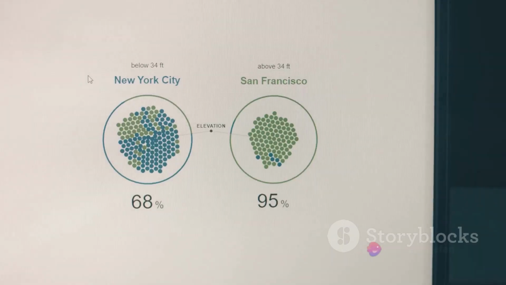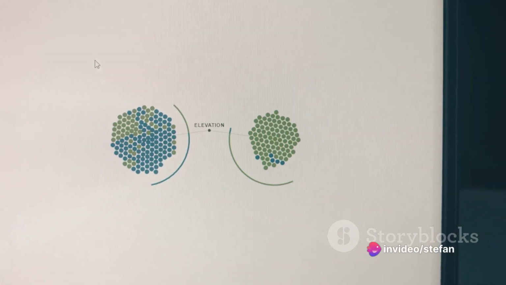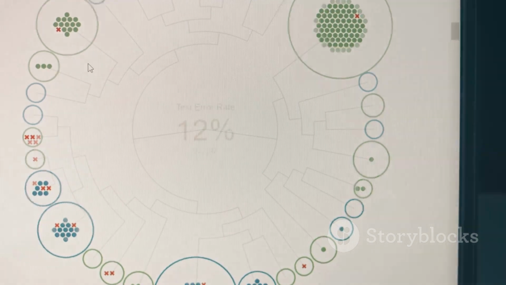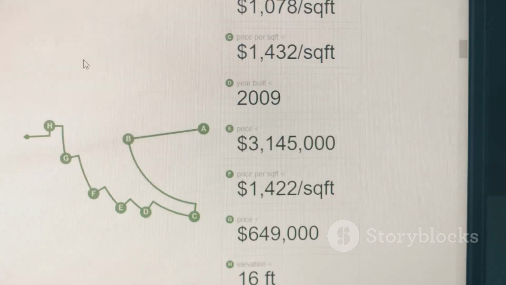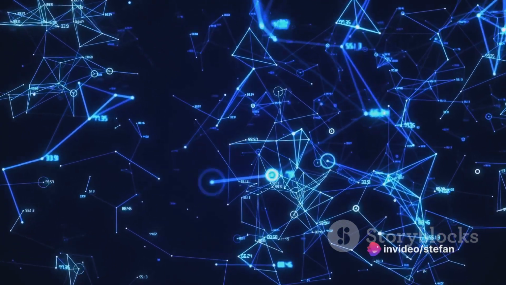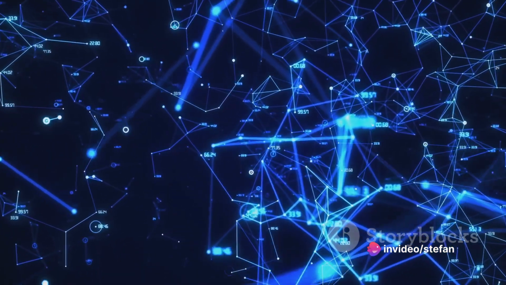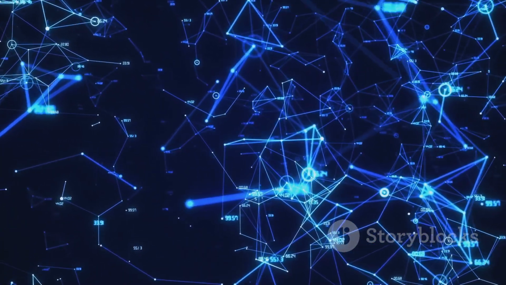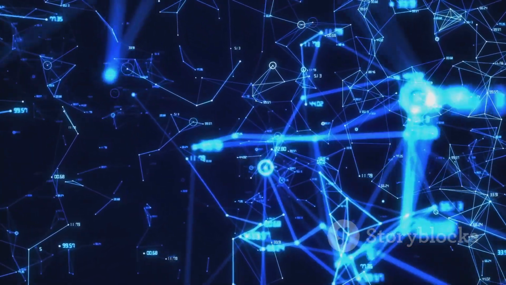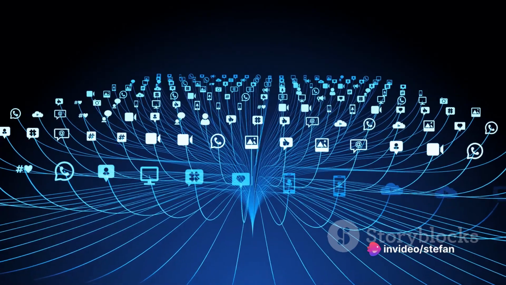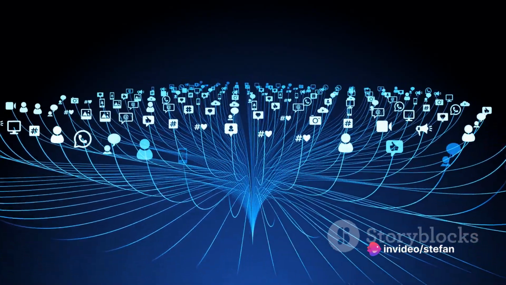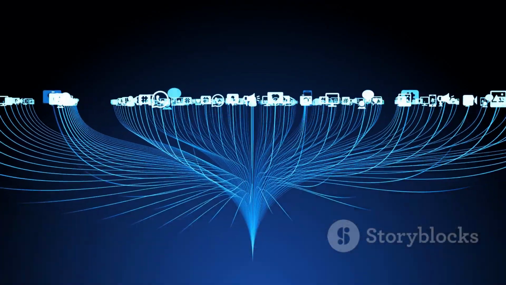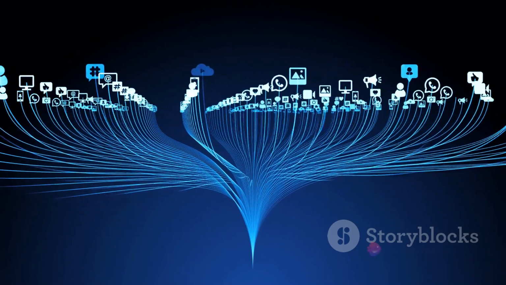So in essence, data analytics is a combination of several techniques and processes, all aimed at extracting meaningful insights from raw data. It's not just about understanding what has happened, but also predicting what could happen in the future. It's a powerful tool, a guiding light, illuminating the path towards informed decision-making. And it's not just for network administrators. In the broader context, data analytics plays a pivotal role in various fields, from healthcare to finance, from retail to manufacturing. It's the compass that guides us through the complex maze of big data. With a clear understanding of both data correlation and analytics, we can now explore their combined impact on network administration.